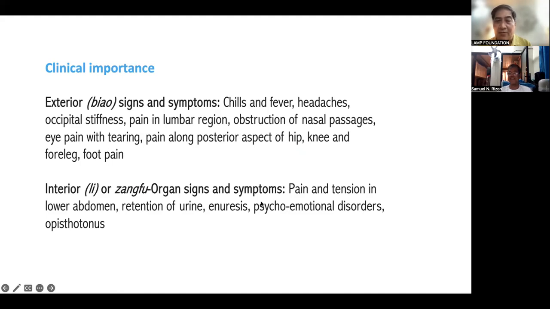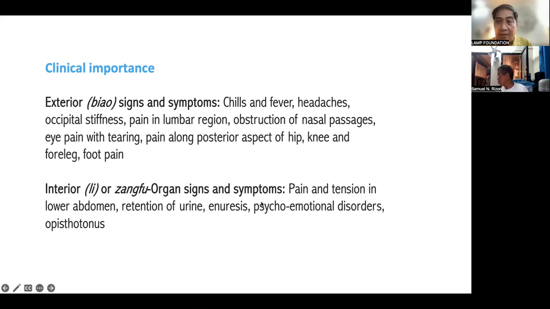Headaches, occipital stiffness, and of course, to really pinpoint that this is a bladder issue, there will be pain in the lumbar region, then obstruction of the nasal passages, here at bladder 1. Eye pain with tearing, pain along the posterior aspect of the hip, knee, and foreleg, and foot pain.